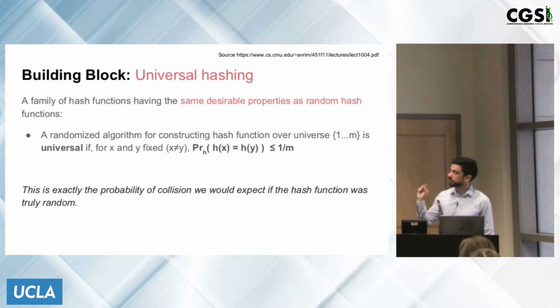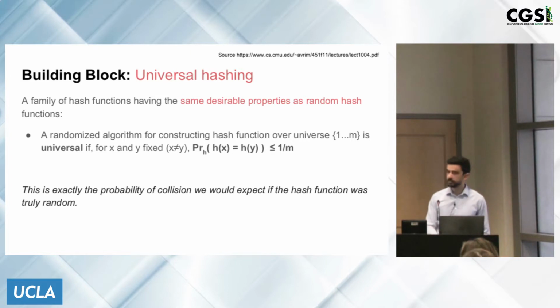So universal hashing is a family of hash functions which have the same property as random hash functions as far as collisions are concerned. There is a randomized algorithm for constructing hash functions, and we say that it is universal if, for two elements you fix, the probability for a chosen universal hash function from this set of a collision is lower than 1 over m, which is exactly the probability you would expect if the function was random.